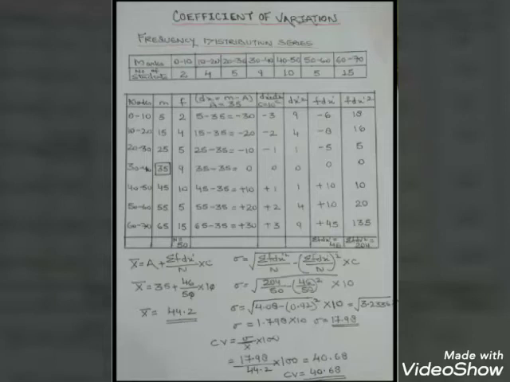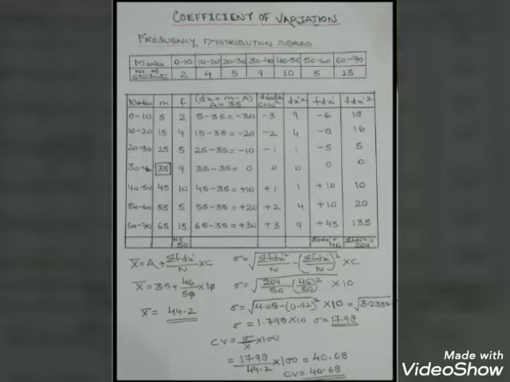Now you have to multiply this frequency with the dx square. That means your first frequency is 2 and your dx square is 9. So 2 9s are 18. Then 4 into 4 will be 16. Then 5 into 1 will be 5. 9 into 0 will be 0. 10 into 1 is 10. Then 5 into 4 is 20. And then 15 into 9 is 135.